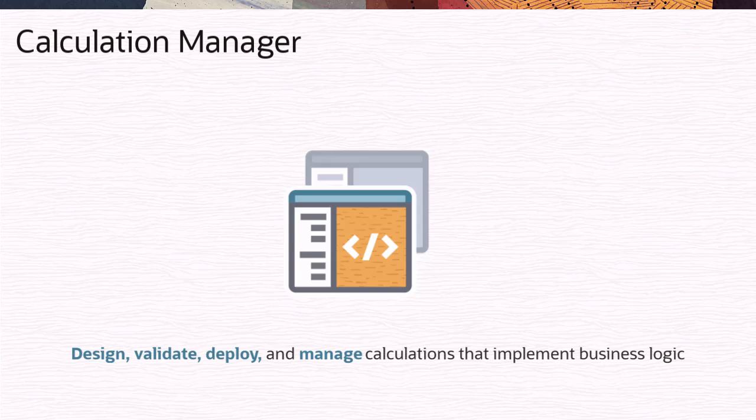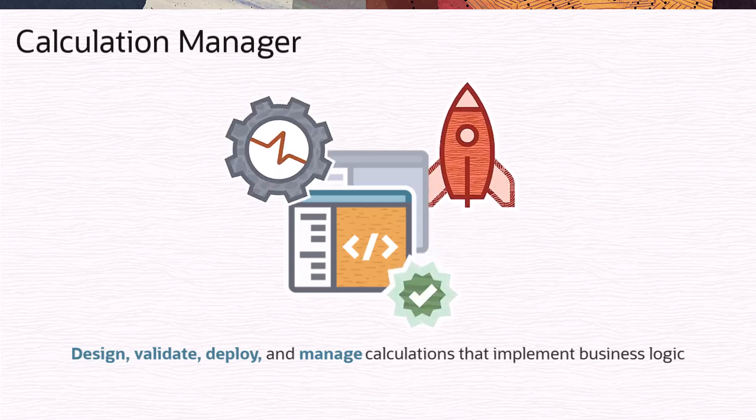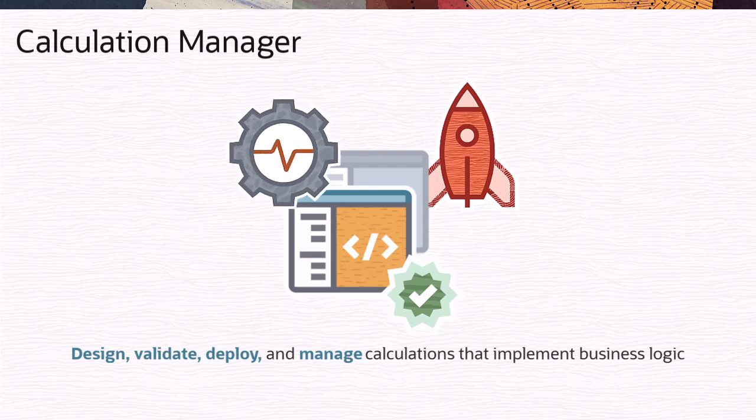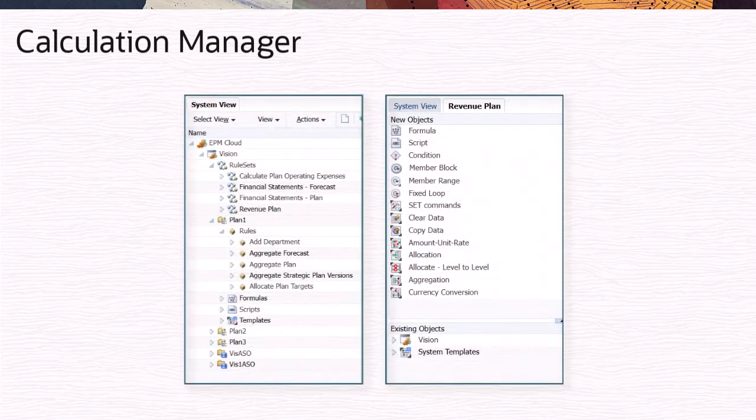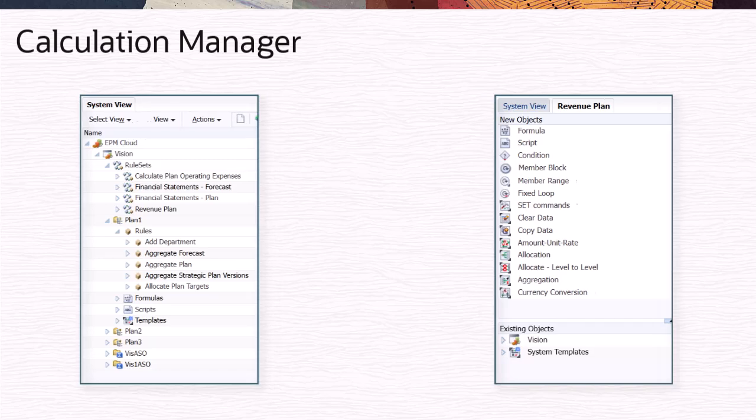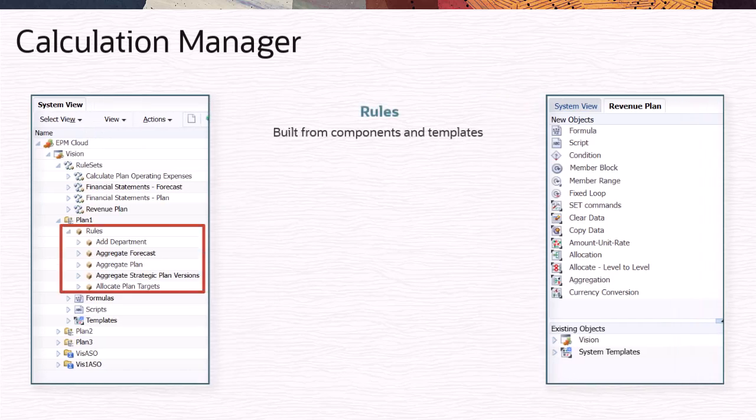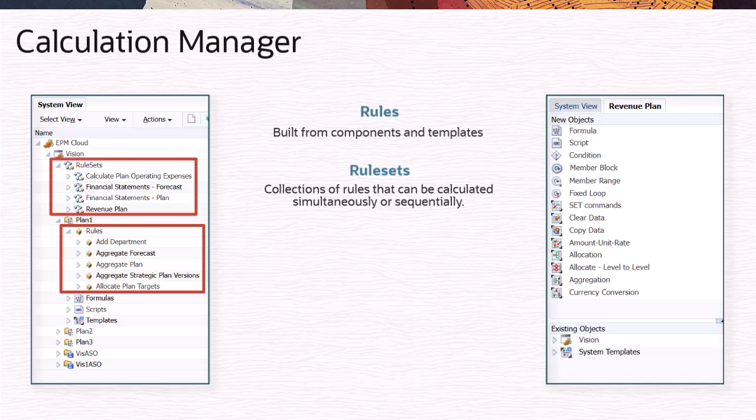Calculation Manager enables you to design, validate, deploy, and manage calculations that implement business logic across your cloud EPM business processes. You can work with these object types in Calculation Manager. Rules are built from components, templates, and other rules. Rule sets are collections of rules that can be calculated simultaneously or sequentially.